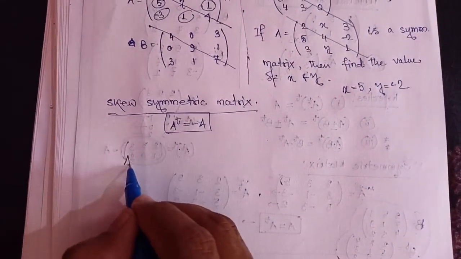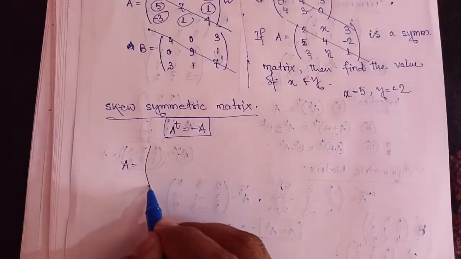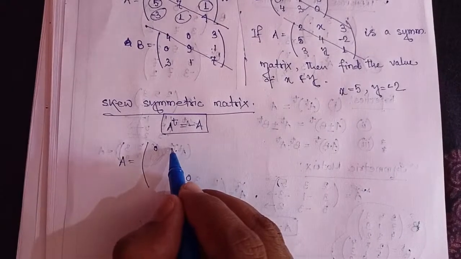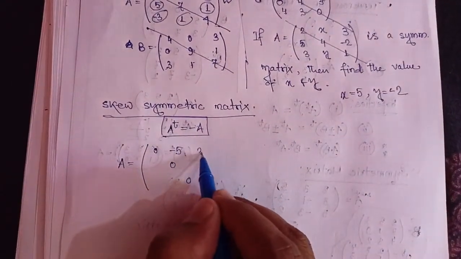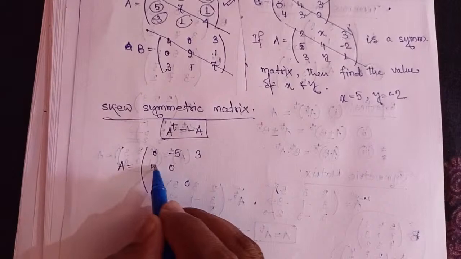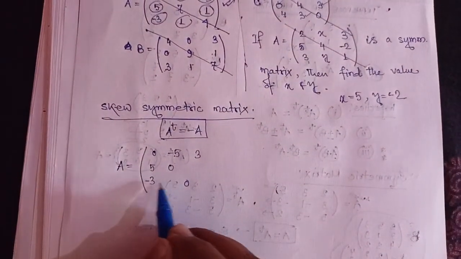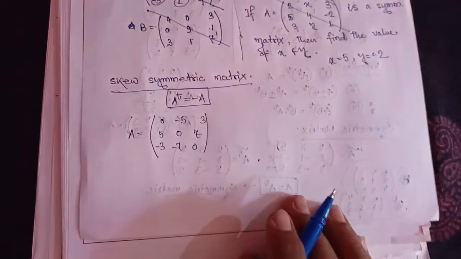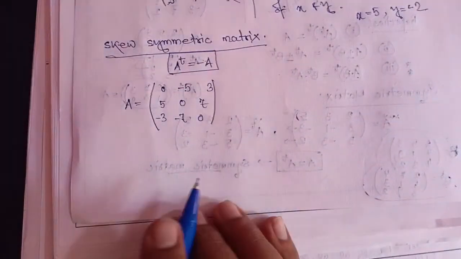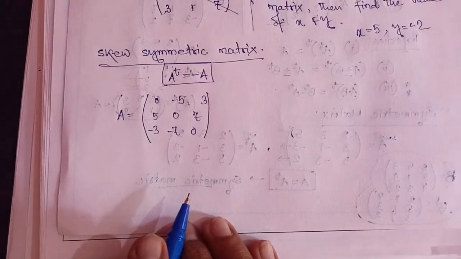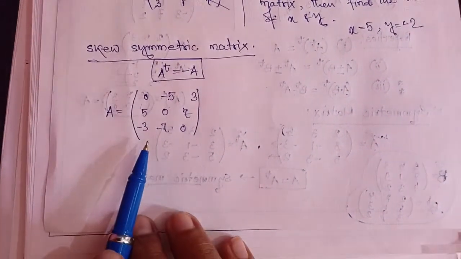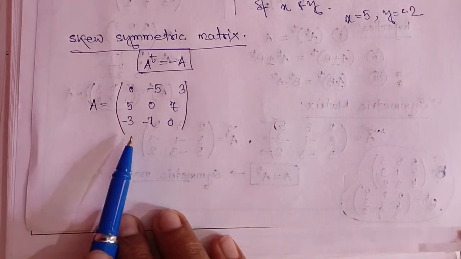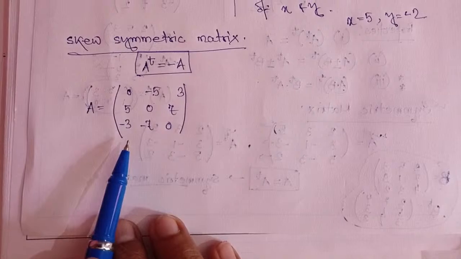One matrix I am taking, A equals 0, 0, 0; minus 5, 3; 5, minus 3, minus 7, 7. Sorry, I have taken it randomly, I am sorry for that. Okay, so what is the characteristic of a skew-symmetric matrix? If we have a matrix, how will we check by observing only whether it is symmetric, skew-symmetric, or none of these two?